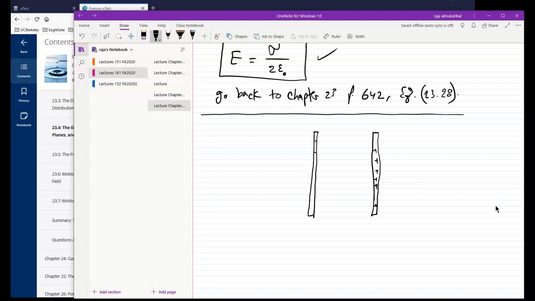Now, as you know, the electric field is going to go like that, from positive to negative. This is the electric field. If I ask the question, what is an expression for the electric field inside? What is the mathematical expression for this electric field that describes this capacitor?